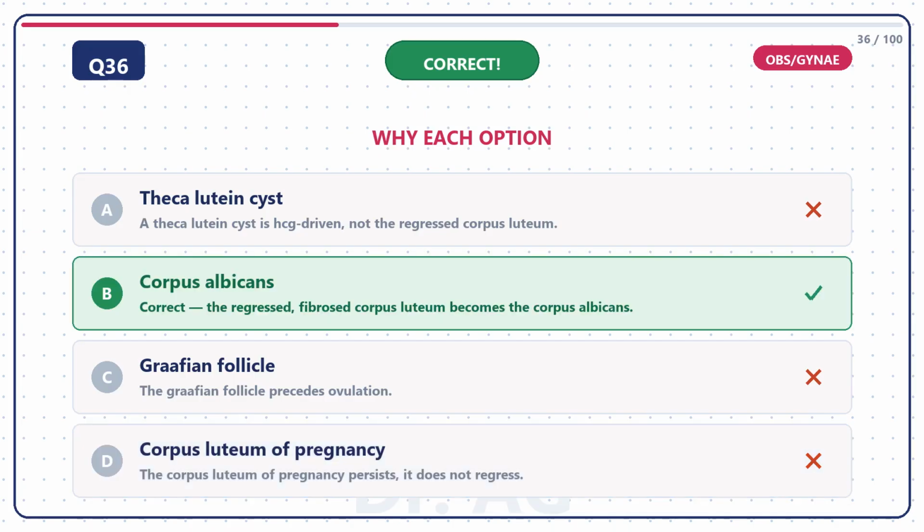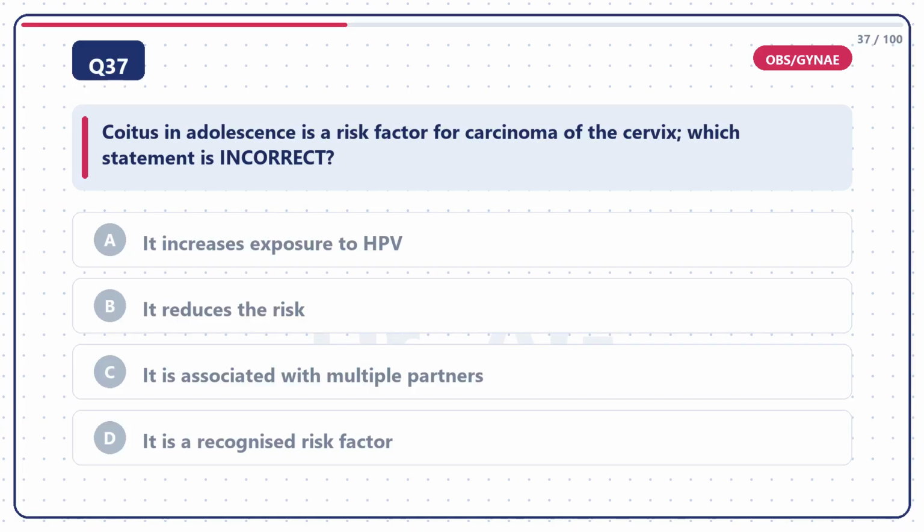And the correct answer is corpus albicans. Correct. The regressed, fibrosed corpus luteum becomes the corpus albicans. So, the right answer is option B, corpus albicans. Question 37. Coitus in adolescence is a risk factor for carcinoma of the cervix.